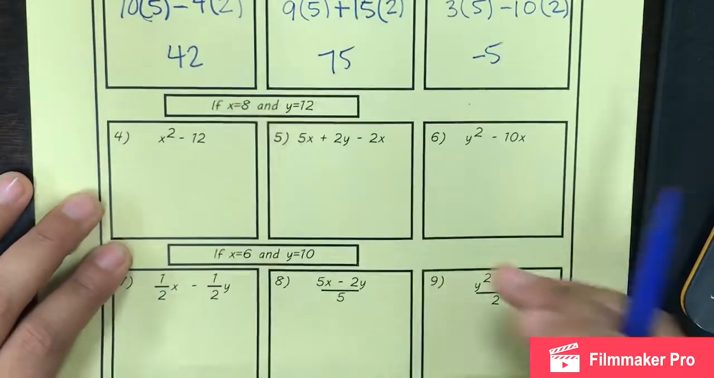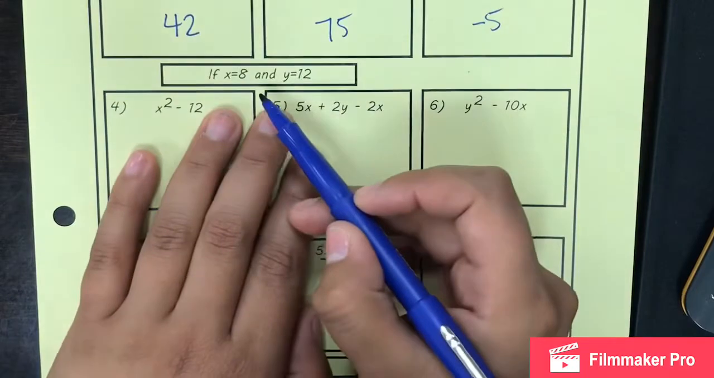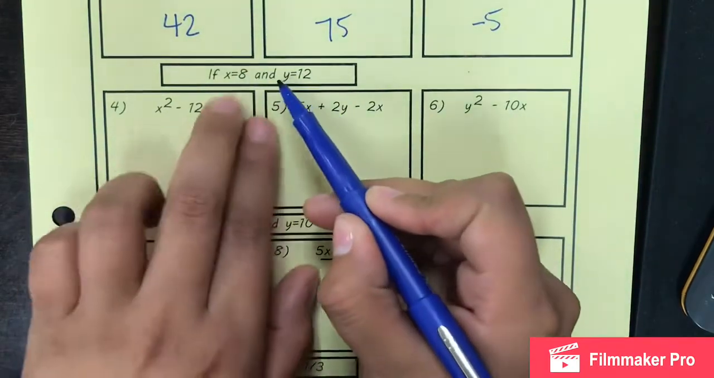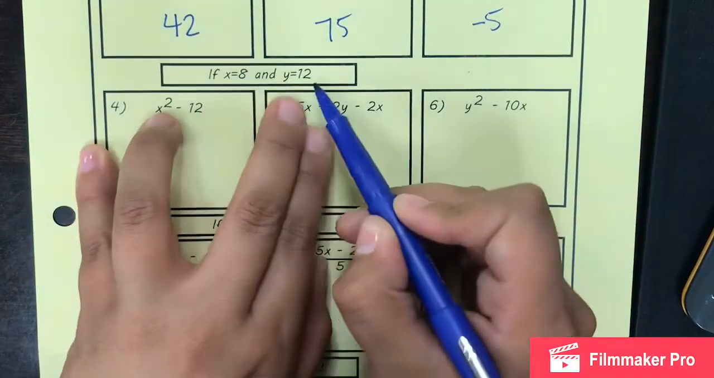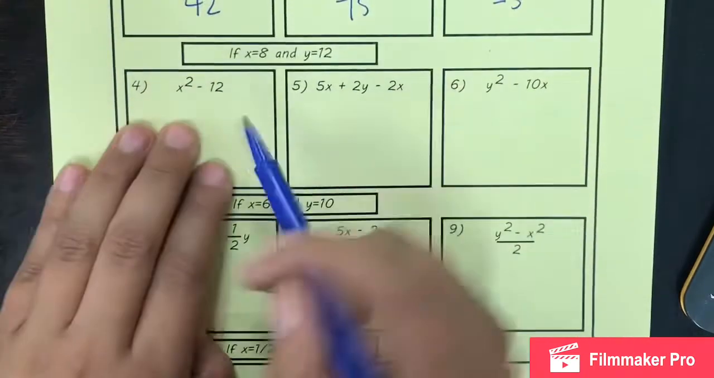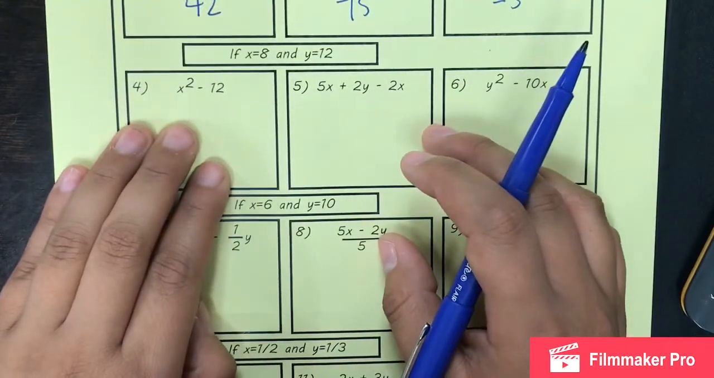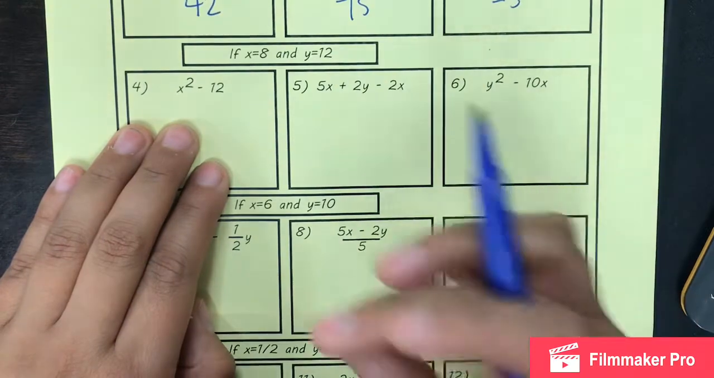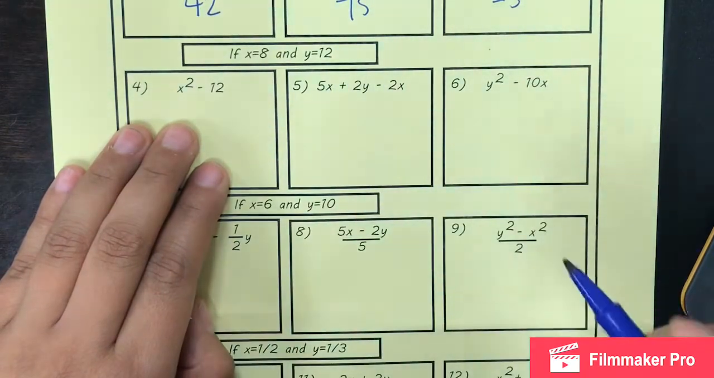Okay, same thing, but this time they've changed my values for x and y. They want me to substitute 8 for x and 12 for y. Now, this is where it gets tricky, and you're really going to have to rely on that calculator. As long as you substitute correctly, you shouldn't have a problem, okay?